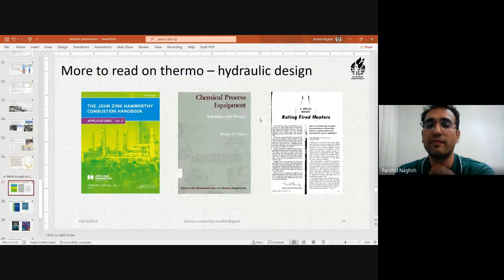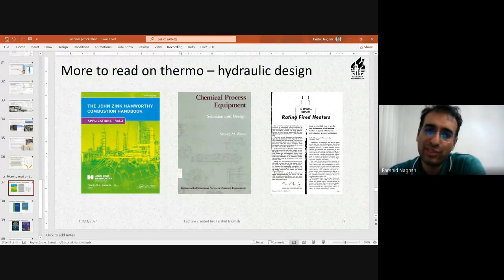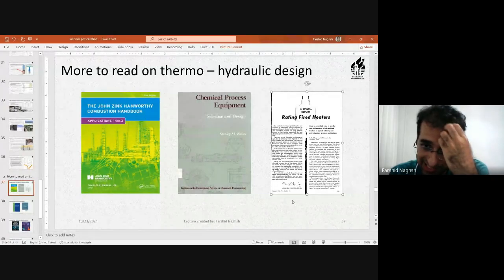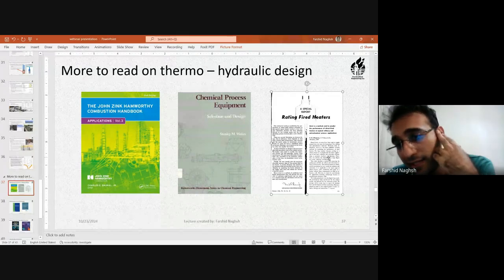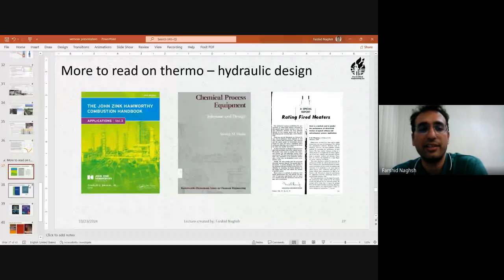and I would like to introduce some good reads on different areas of the heaters. If you want to have a good grasp of thermohydraulic design, these two very famous books are good reads. Also, this paper, Rating Fired Heaters from 1963, written by Dr. Wimpress, is very eye-opening and helps you a lot in designing heaters.